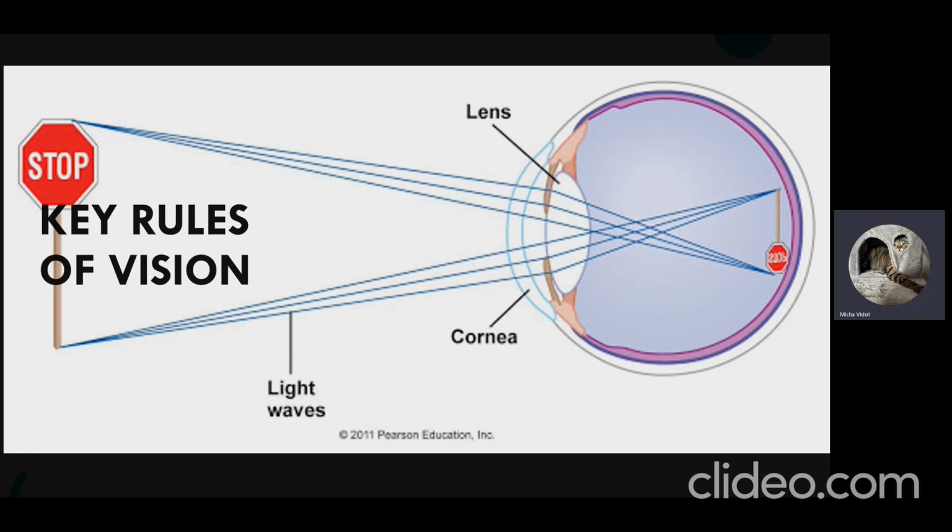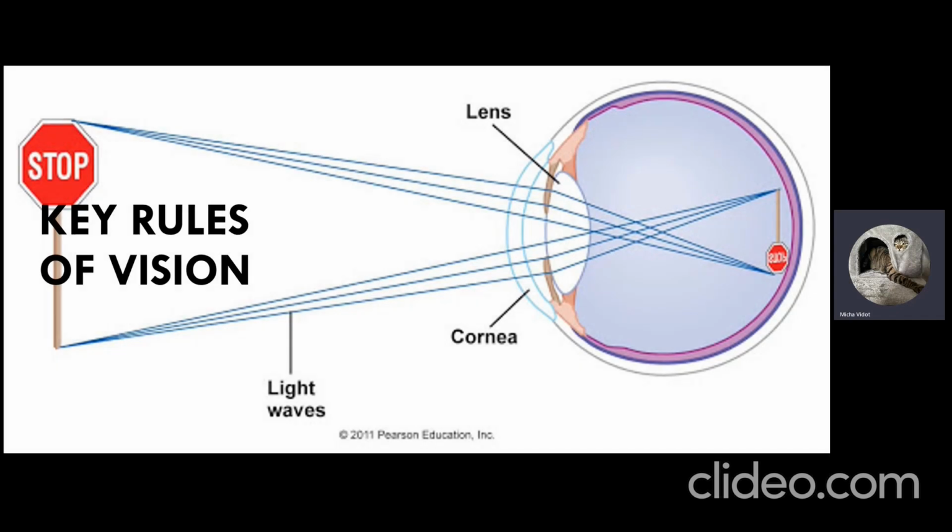There are some key rules of vision that I want you guys to know. Left, right, up and down are all inverted. So the left side of an image is projected to the right side of the retina. The bottom of a visual field is projected to the upper part of the retina. Okay, so your brain has to flip it upside down. So flip it from upside down to the right way and then flip it left to right as well.